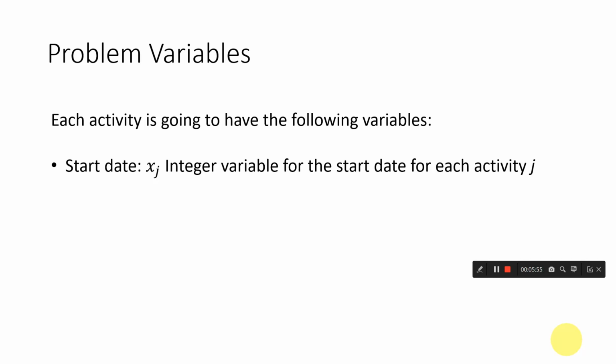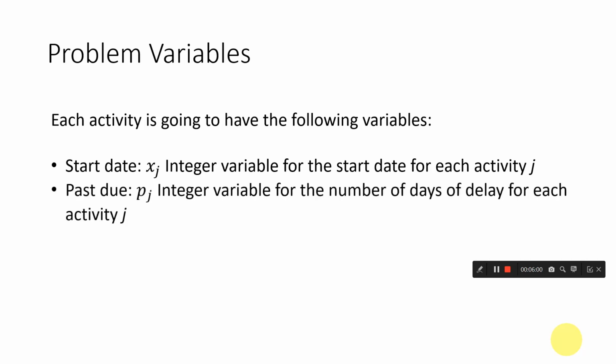Okay, so xj's are going to be integer variables because they are going to store the start date. But we're also going to have these past due variables. These variables are also going to be integer numbers. We're going to have one variable per hotel or job, and it's going to store the amount of penalty days that we are going to have given a start date. That means if I have a hotel that has to be finished on day 10 and I finish it on day 12, well, the past due variable for that hotel is going to contain the number 2 because it has 2 days of delay.